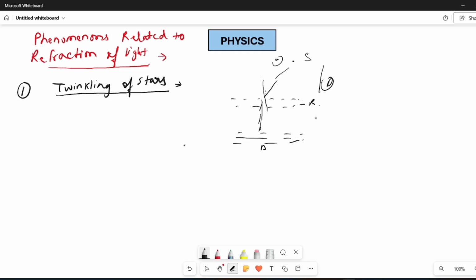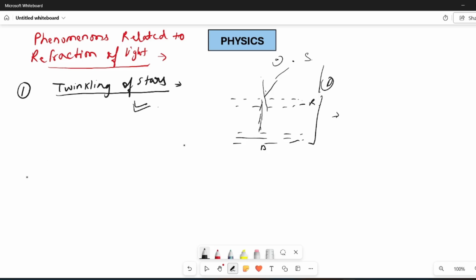Now these particular mediums, the atmosphere is a continuous movement of air, so this cannot be said like it is going to happen only one time. The process of refraction is happening on a continuous basis. And this continuous change in the apparent position of a star leads to the twinkling of stars. So this is the explanation behind the twinkling of stars.